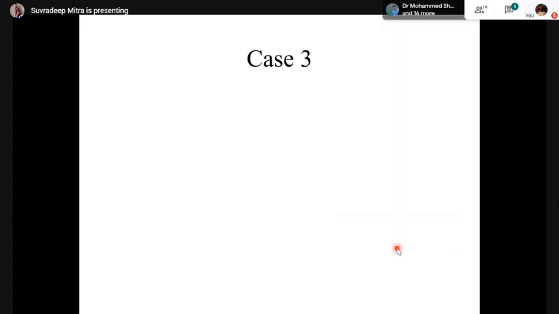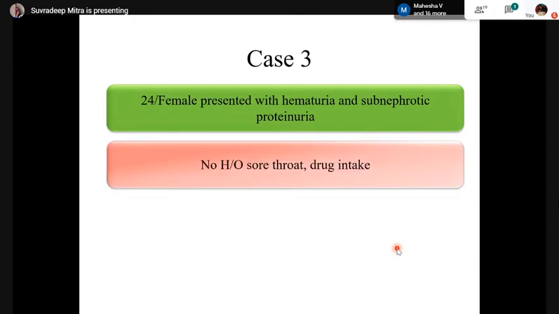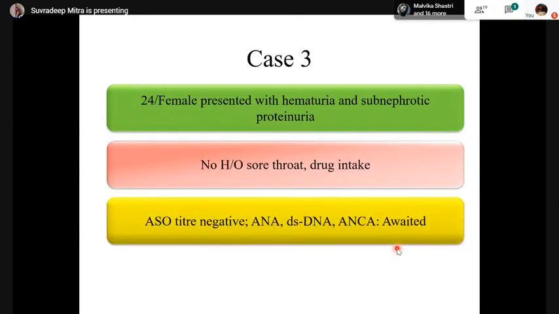So now I move on to the third case. You see that in IgA nephropathy, I was talking of a 24-year male with hematuria and subnephrotic kind of proteinuria, but here it's a 24-year female. So a young female with hematuria and subnephrotic proteinuria. Again, no history of sore throat or drug intake. ASO titer is negative.